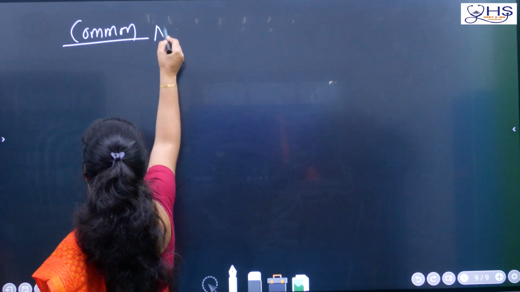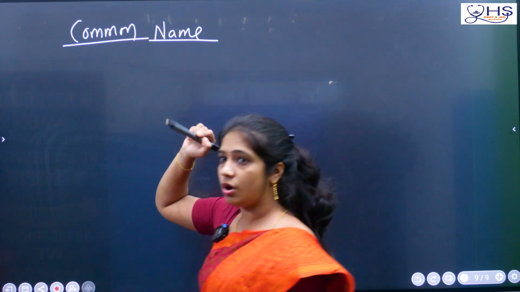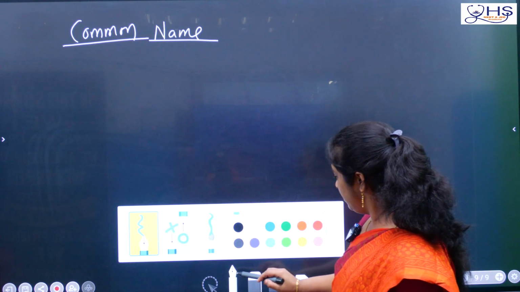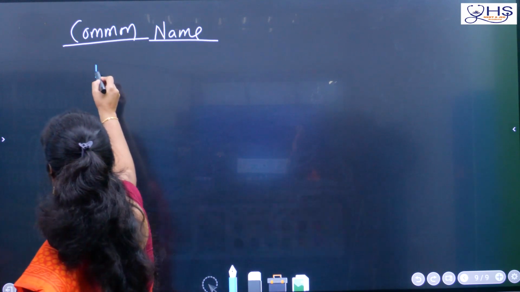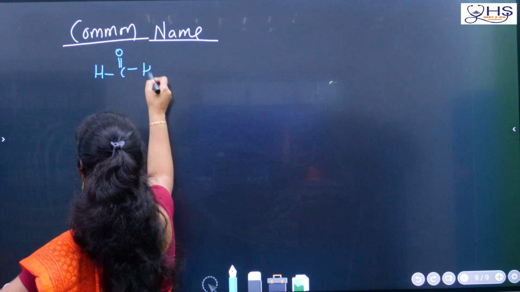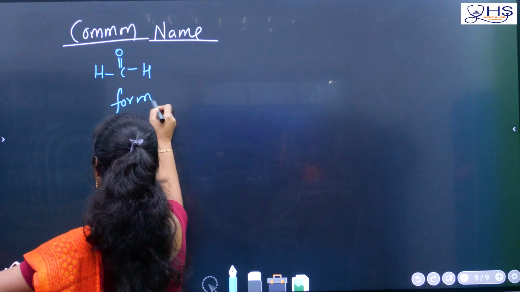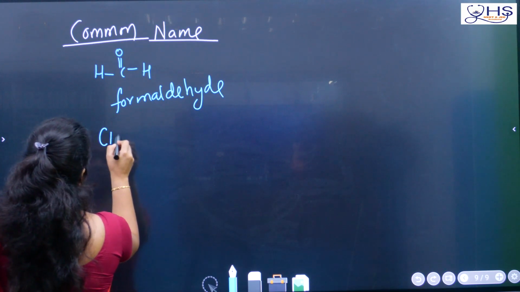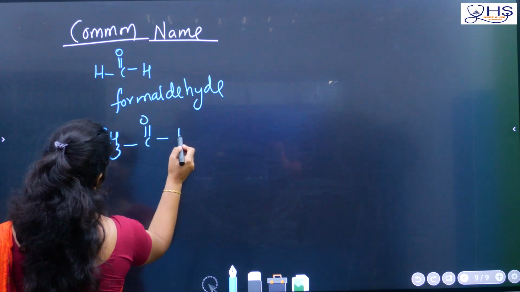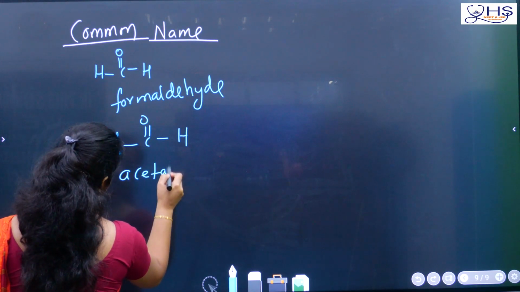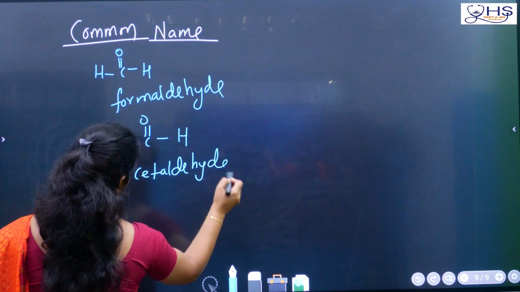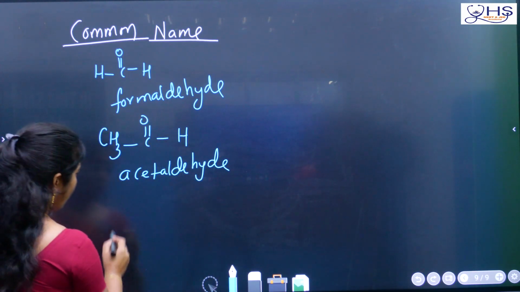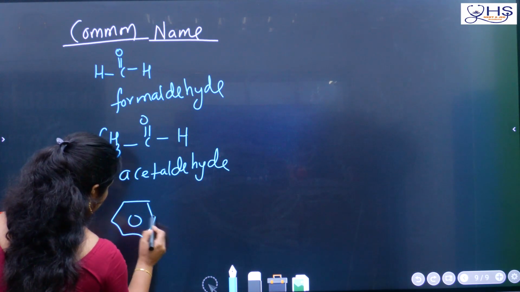But common names are also important. Common names are mostly written based on source or their uses, but there is no particular fixed rule for common naming. So just remember some important common names. One is HCHO, which is known as formaldehyde, and the second one is CH3CHO, which is known as acetaldehyde. So formaldehyde and acetaldehyde are the most commonly used common names.